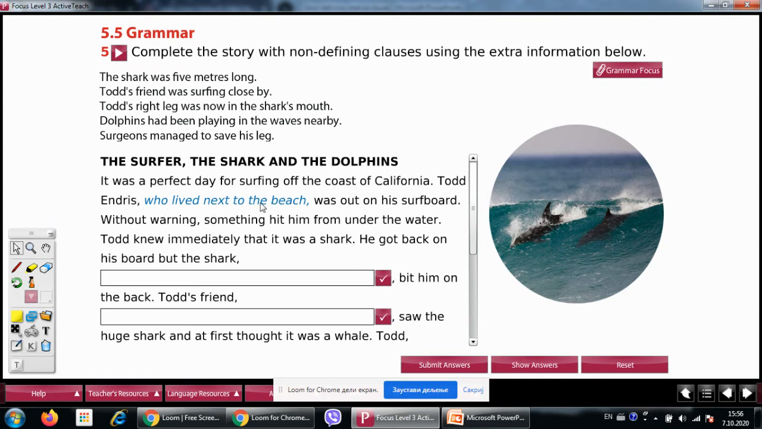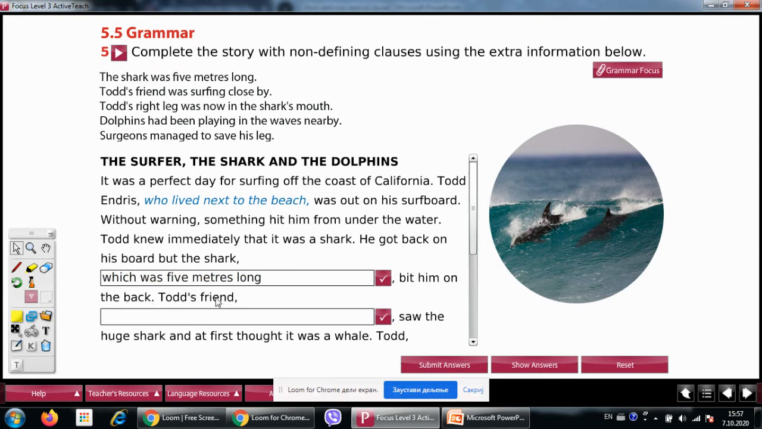Todd Andrews, who lived next to the beach. This is the extra information. Then we have, he got back on his board, but the shark. We have, the shark was 5 meters long. So what do you think? How will we make a non-defining relative clause? So instead of shark, we will put what? Which relative pronoun? Because it's an animal, it would be which. So it would be which was 5 meters long. He got back on his board, but the shark, which was 5 meters long, bit him on the back.